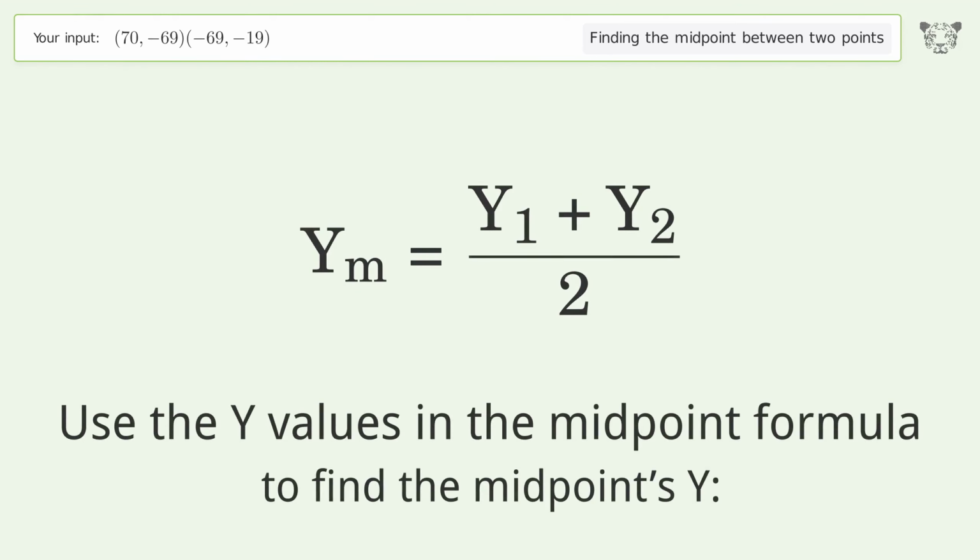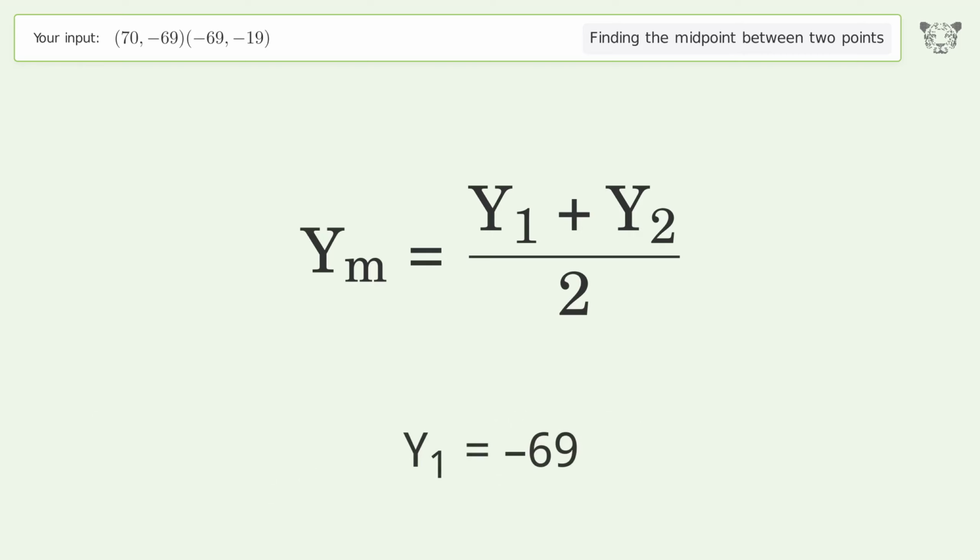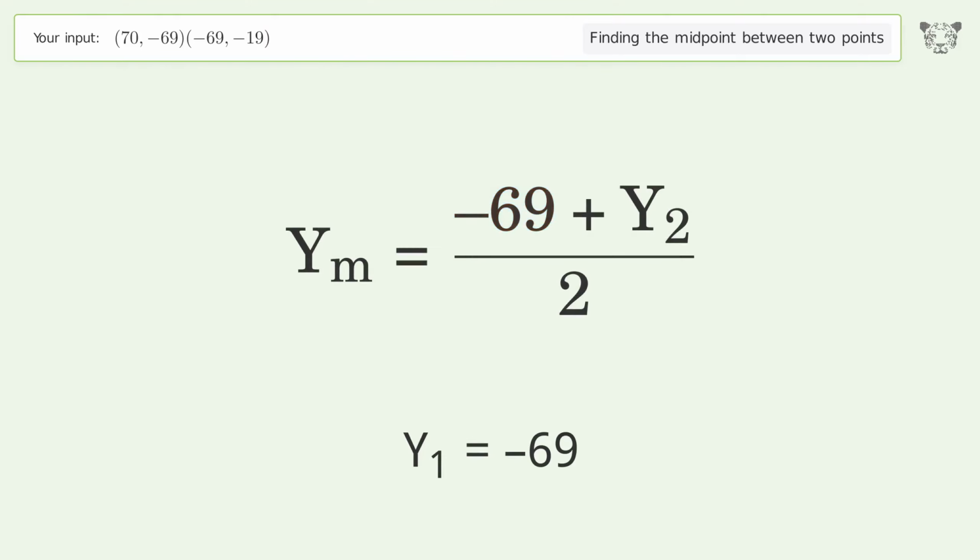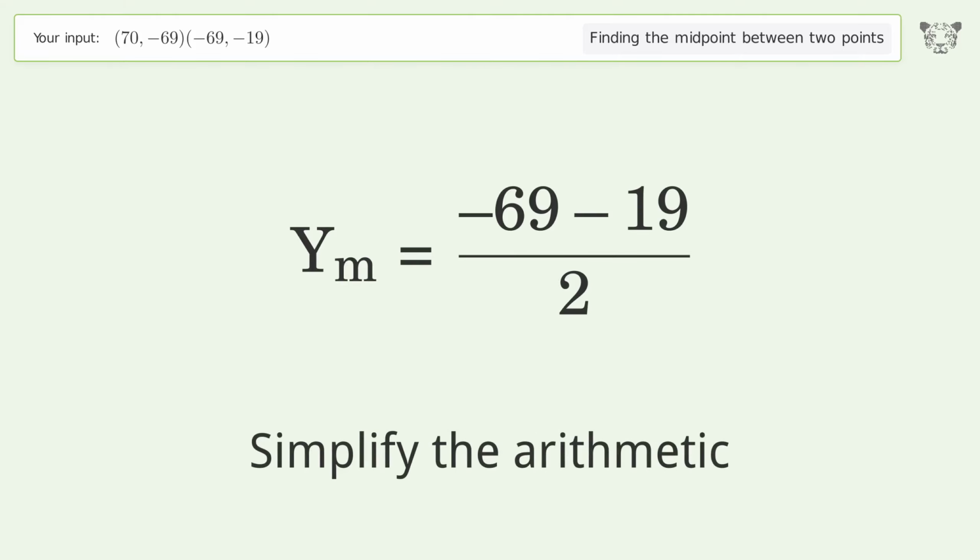Use the y values in the midpoint formula to find the midpoint's y. y1 equals -69. y2 equals -19. Simplify the arithmetic.